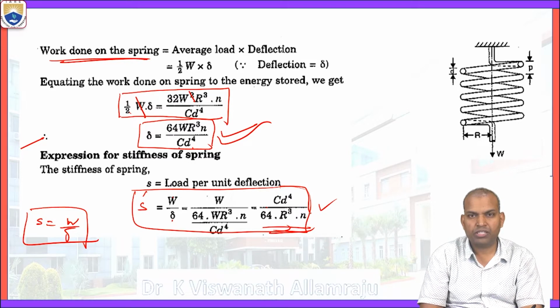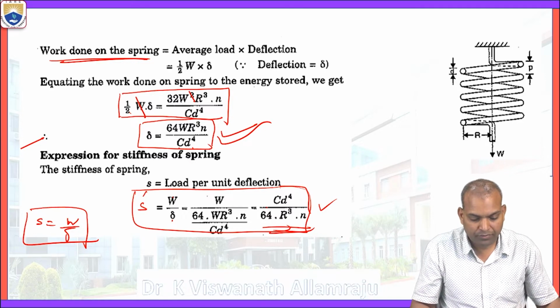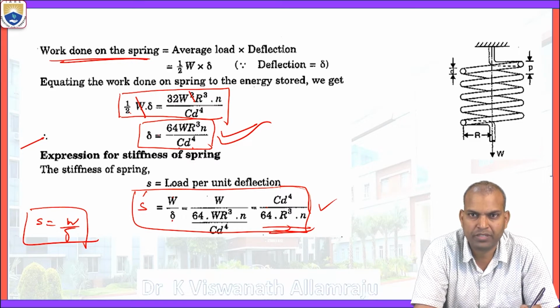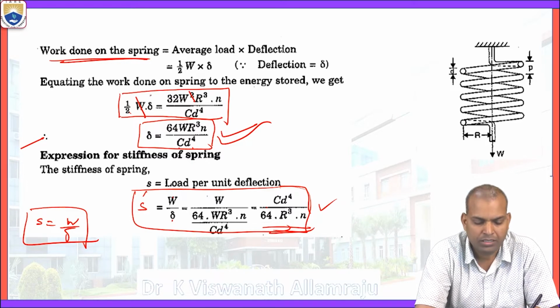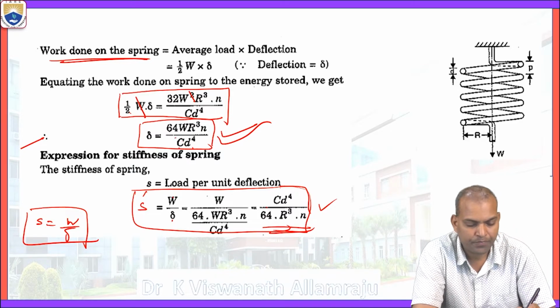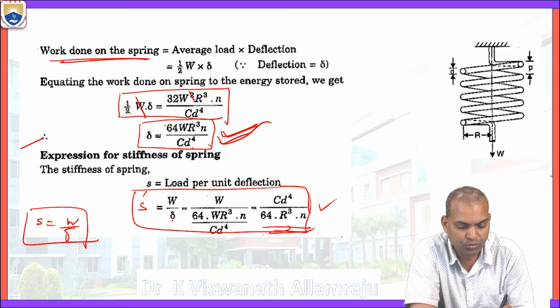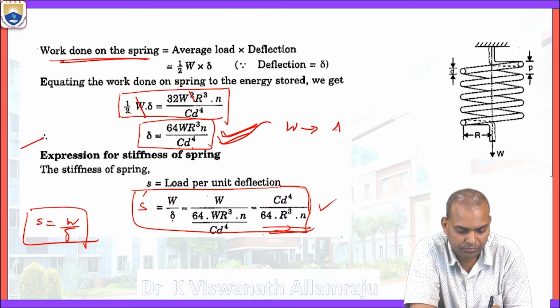CD power 4 by 64 R cube N. Once again, very important here is the expression for the deflection. That is 64 W R cube N by CD power 4. What is the W? Axial load.